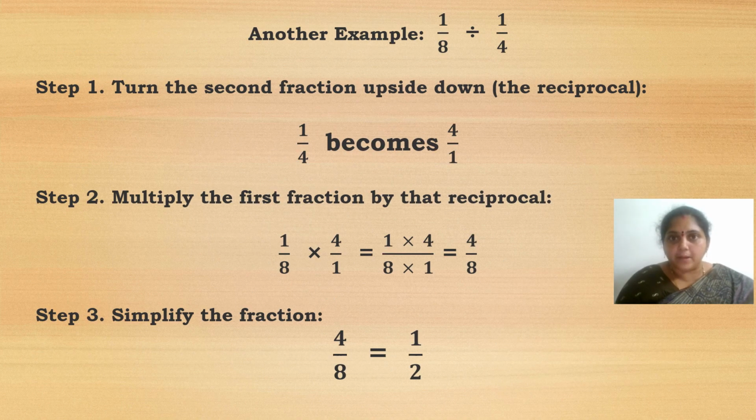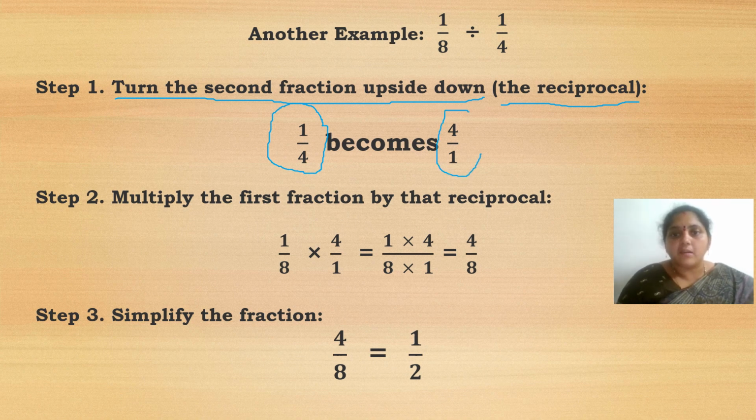Another example, 1 by 8 divided by 1 by 4. What is our first step? Turn the second fraction upside down. Only the second fraction. Here we take the reciprocal. 1 by 4 becomes 4 by 1. Now multiply the first fraction by the reciprocal.